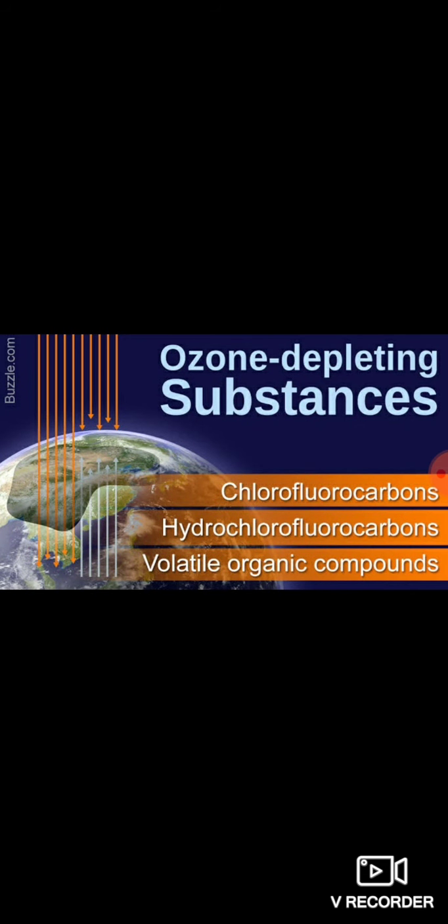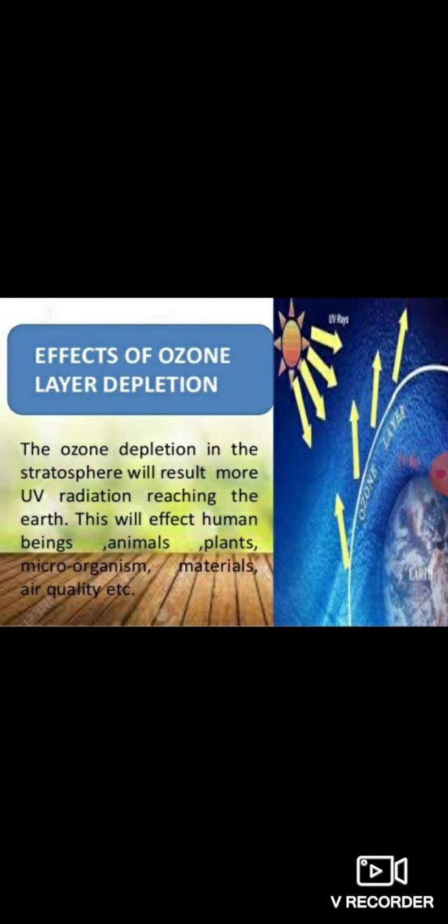So this hole has been created due to chlorofluorocarbons, hydrochlorofluorocarbons and volatile organic compounds. These are closely related compounds due to which the hole has developed. Now let's study what the effects of ozone layer depletion are. Because of ozone layer depletion in the stratosphere, UV radiation can enter Earth's surface. This has affected human beings, animals, plants, microorganisms and various other materials available on Earth.